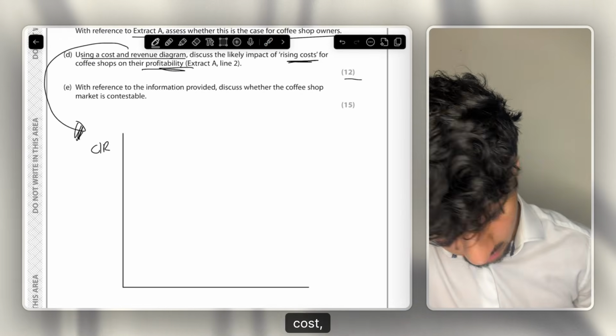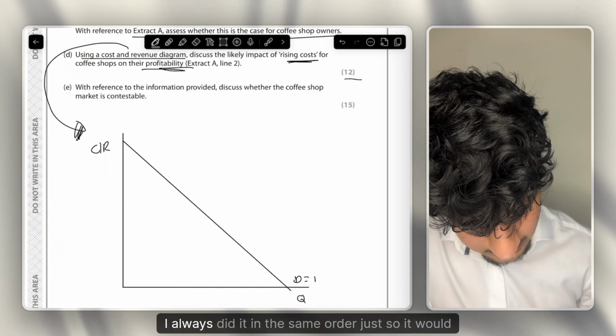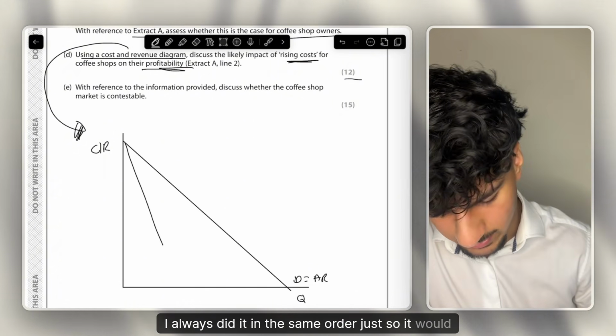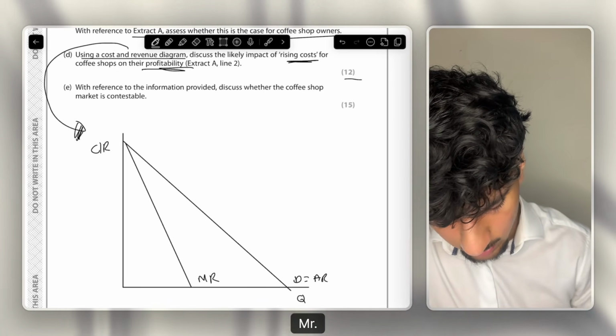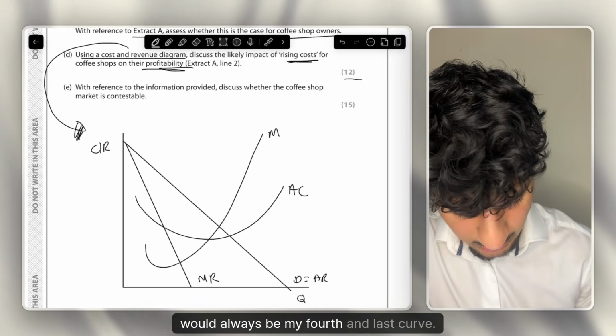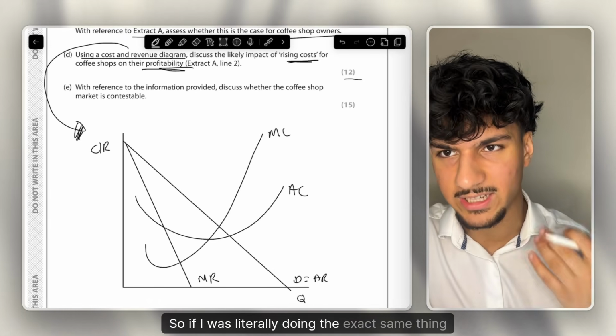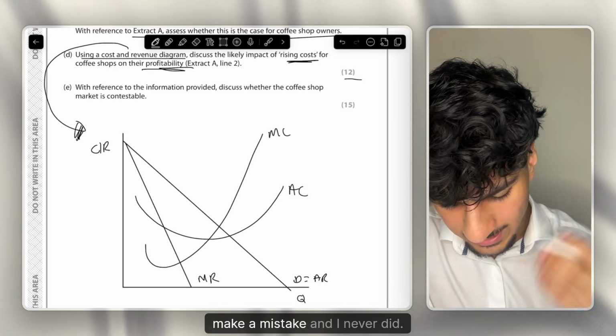Okay, of course, just like before, cost, revenue, quantity. With my cost and revenue diagrams, I always did it in the same order, just for consistency. So D equals AR, MR, AC would always be my third curve, and then MC would always be my fourth and last curve. So if I was literally doing the exact same thing every single time, it meant that I would basically never make a mistake, and I never did.